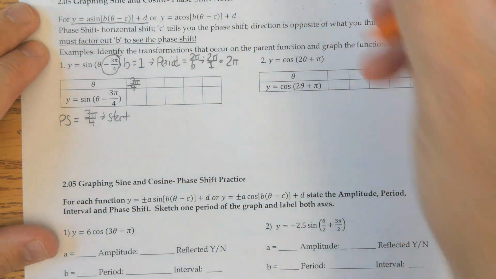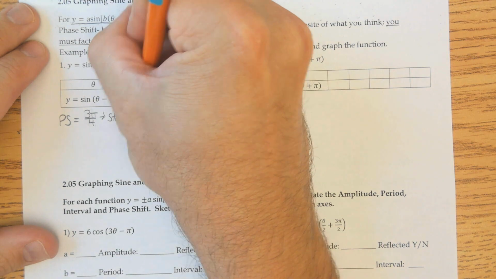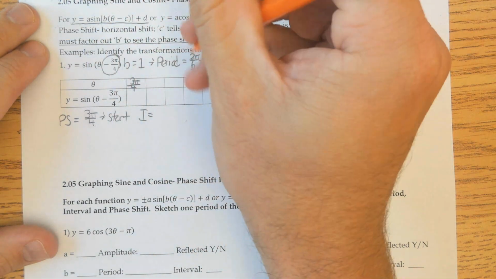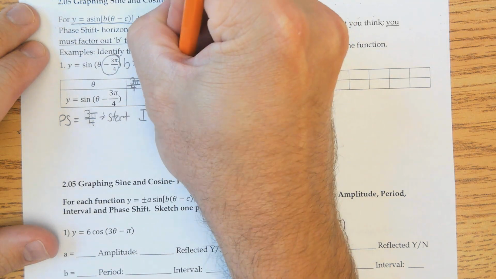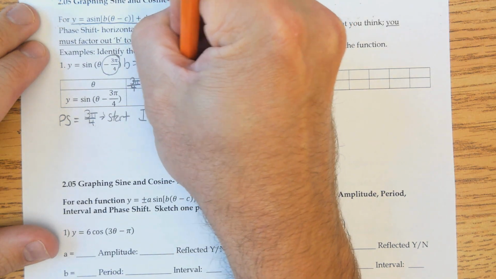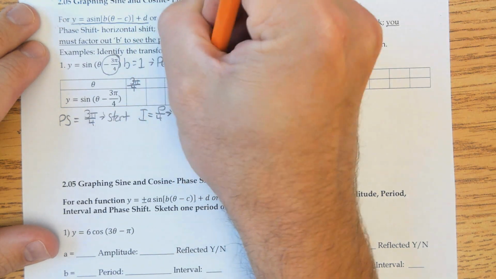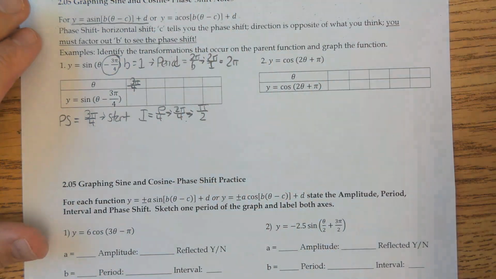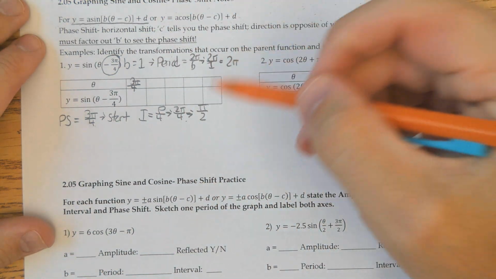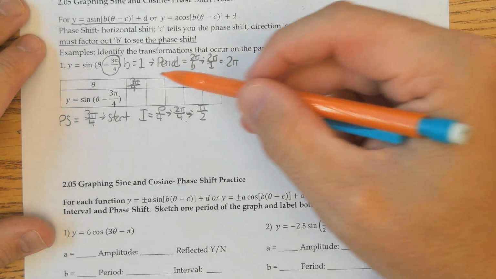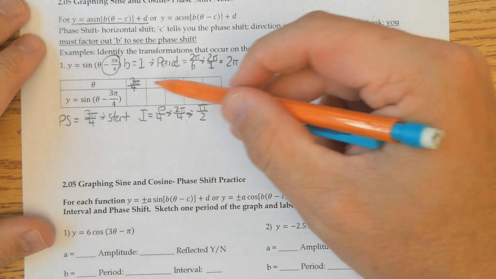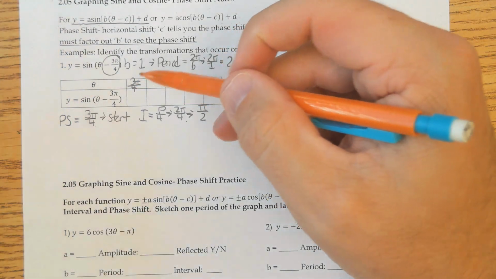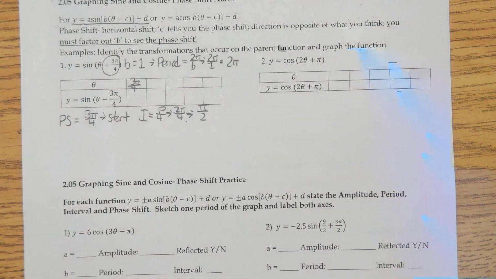Now we need to come up with some intervals as well. So our intervals are going to be equal to the period over 4. So we're going to go 2 pi over 4, which gives you pi over 2. Normally we would go from our starting point, which was 0, and add whatever our intervals are. Well, now we're starting at 3 pi over 4, and we're going to add pi over 2.